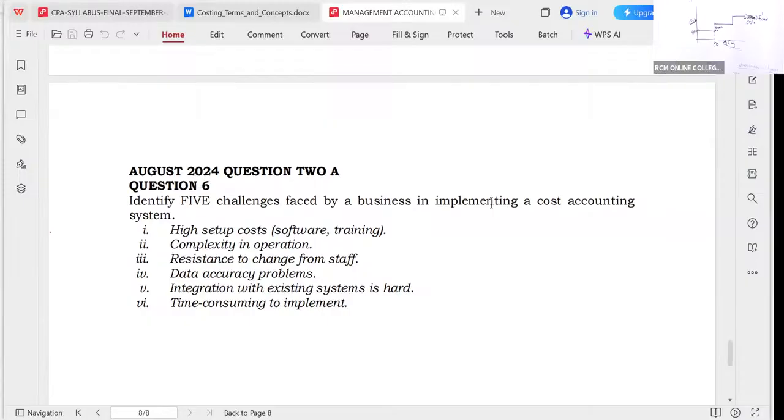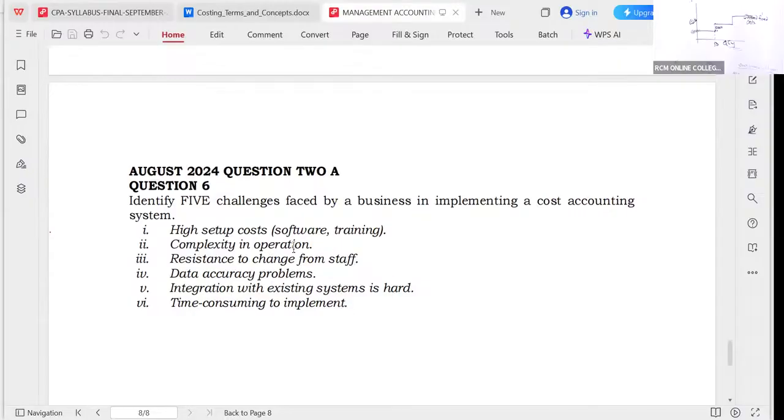It will be very, very costly to start with. Even the time of implementing is going to be very high initially. We lack resources. We lack experts to run this. There will be resistance to change with a new system. So we have a high setup cost in terms of software, training, complexity in operation, and resistance to change from staff.